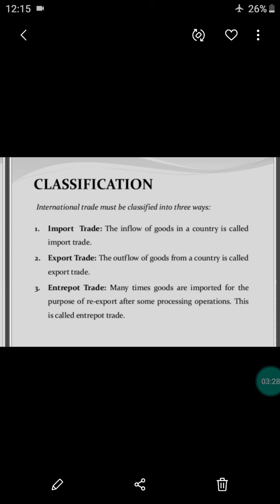Next one is entrepot trade. Many times goods are imported for the purpose of re-export after some processing operations. This is called entrepot trade. So some countries specialize in processing of certain goods and commodities, or assembling of certain goods which are produced in a country. Those countries only produce raw materials or only produce spare parts, and these countries are specialized in assembling those commodities and making them ready to use. So this trade is called entrepot trade.